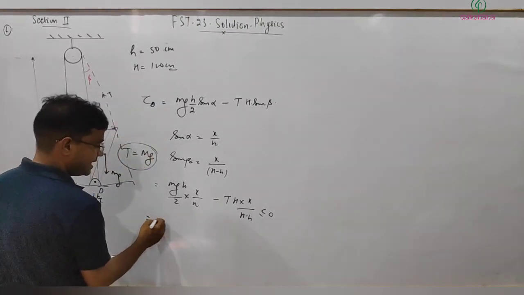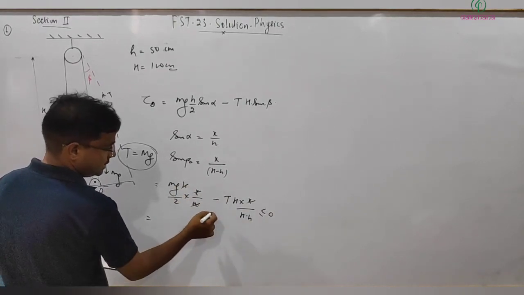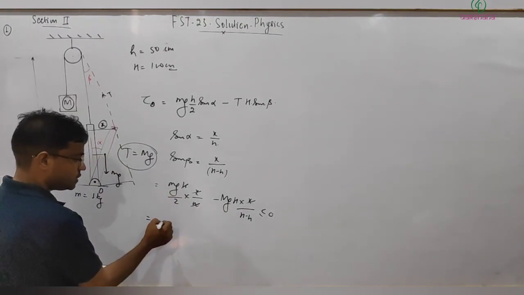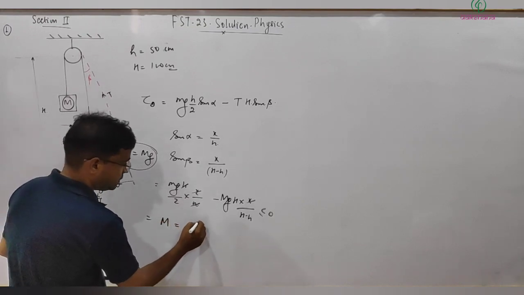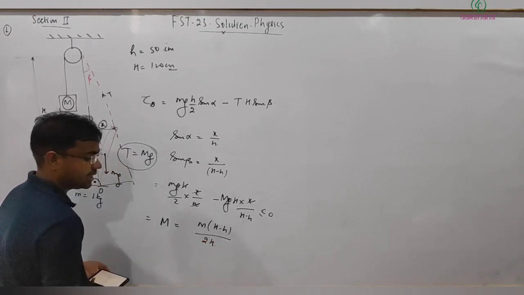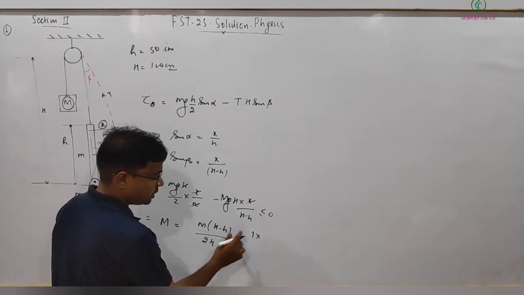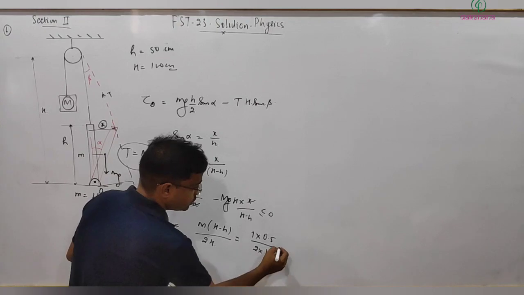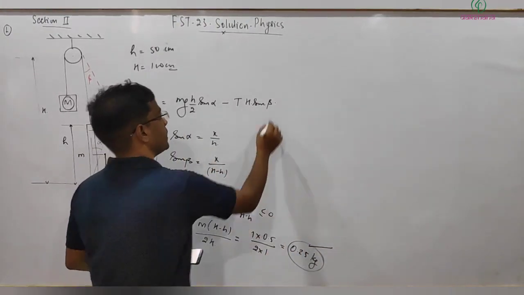Let's simplify it, taking it equal to 0. x gets cancelled, small h is gone, and T can be written as capital M into g. The g also goes, so capital M comes out to be small m into capital H minus small h, divided by 2 times capital H. Substituting these values, m is 1 kg, H is 1 meter minus 0.5, so 0.5 meter, divided by 2 into 1, so it comes to 0.25 kg. That is the answer to question number 1.